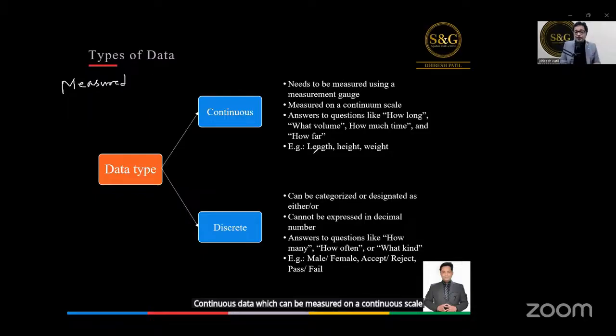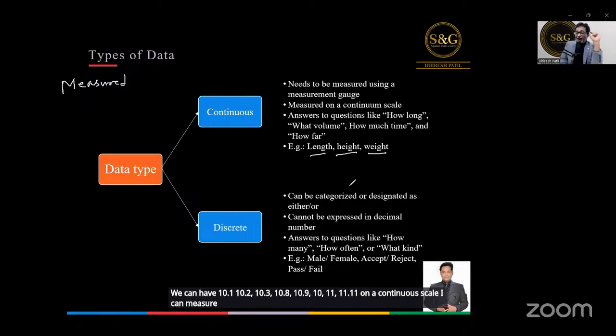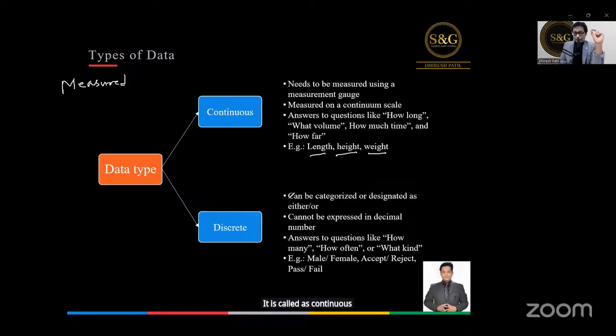Like for example, length, height and weight. We can have 10.1, 10.2, 10.3, 10.8, 10.9, 11, 11.1. On a continuous scale I can measure. It is called continuous data. On the other side, the data which can be counted is called discrete data. For example, number of people sitting in the room right now. It's called count data. It's called discrete data.